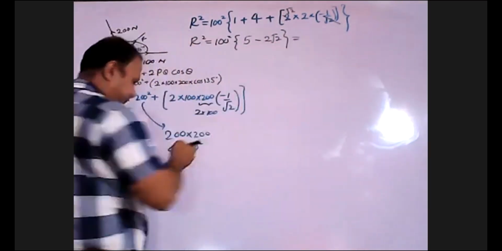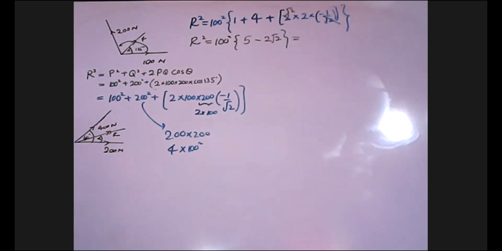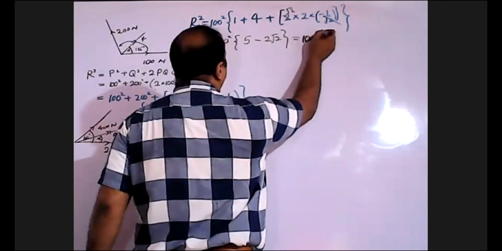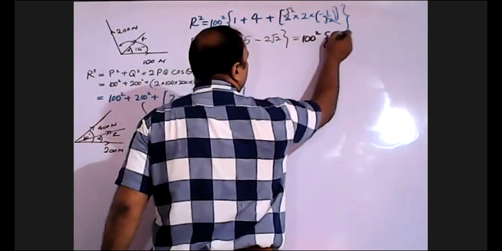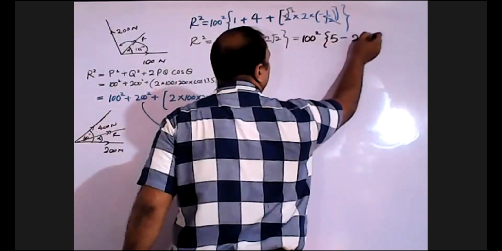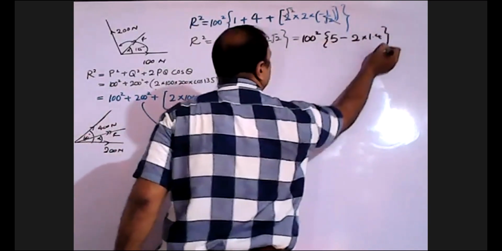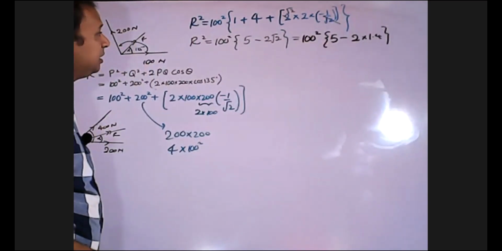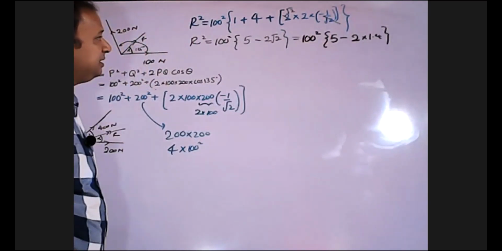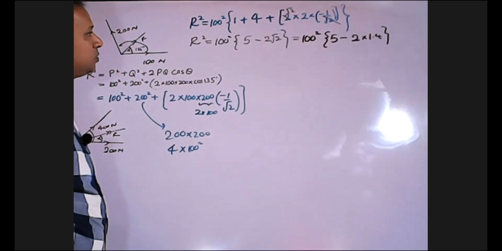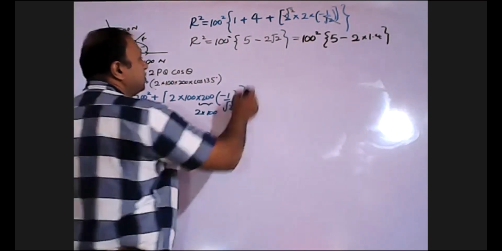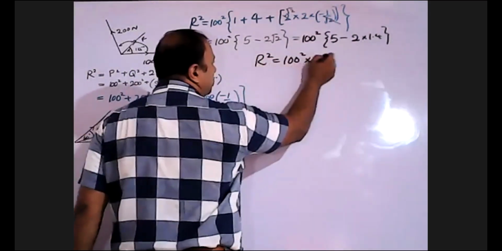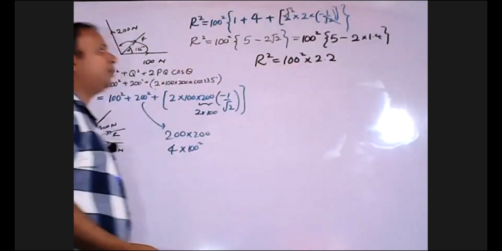So this is equal to 100 times 5 into 1.4. 1.4 means 2.8. So if you subtract 5 minus 2.8, it is equal to 2.2. So r square is equal to 100 square into 2.2.